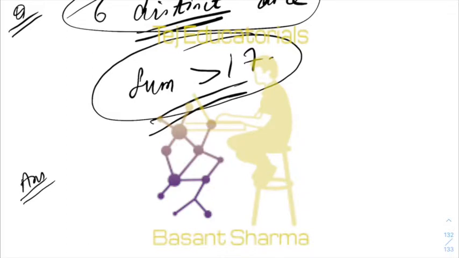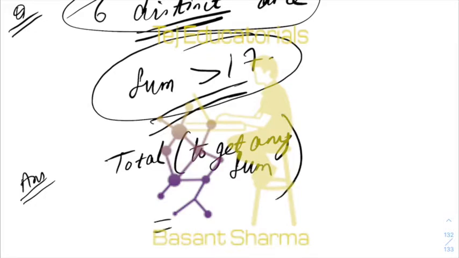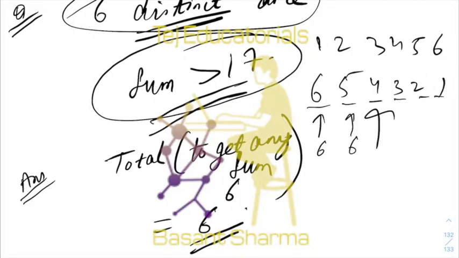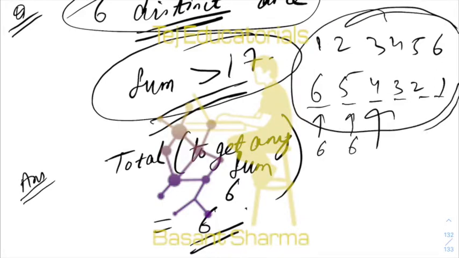So the total number of ways to get any sum would be how many? You have six dice. The first dice has six options, the second dice has six options, all are distinct. So you will have 6 to the power 6 ways, because it matters. Although the numbers are the same, the ordering is different. Because they are distinct dice, these orders are different cases. That's why we have 6 to the power 6.